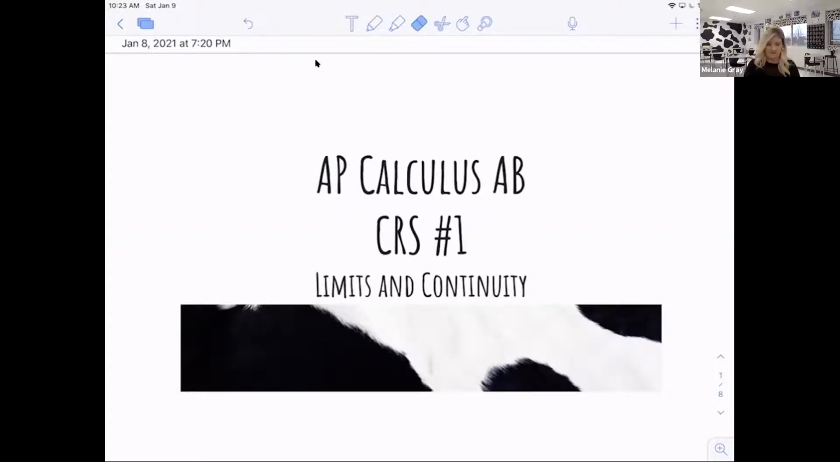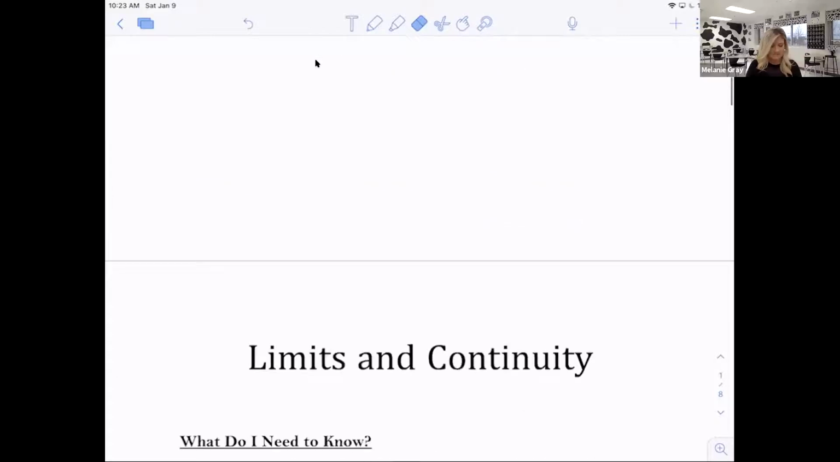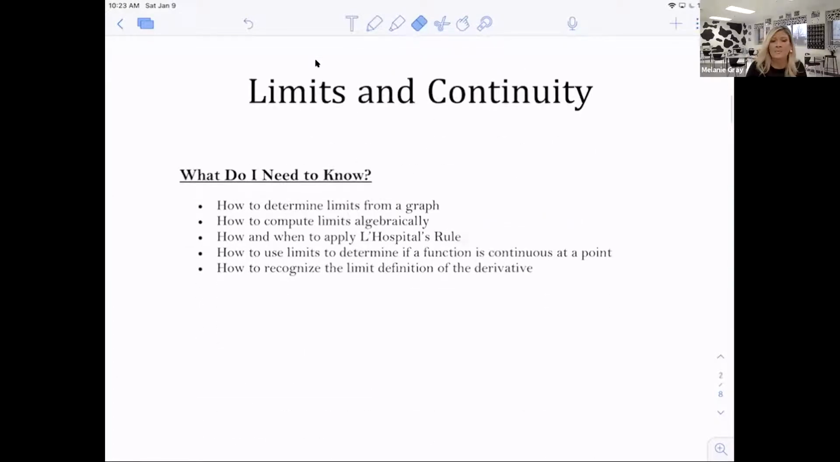All right, so back to our list of things that we need to know for the AP exam concerning limits and continuity, things that we're going to discuss today, of course. So how to determine limits from a graph. That's where we're going to start, looking at a graph and finding the limit. Then we'll go into a couple of examples of how to compute limits algebraically.